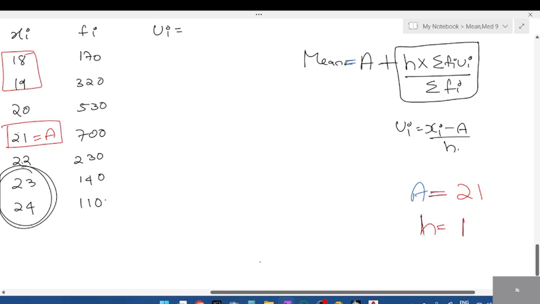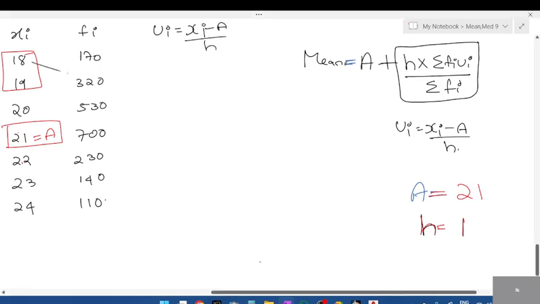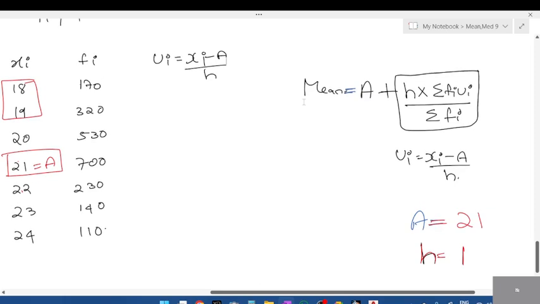For H, what you have to take? The difference between each value in Xi. Is this clear? Understood now? Now tell me Ui formula. What is Ui? Xi minus A divided by H. Tell me the first one, students. For the first one, what is Ui? What is Xi? 18 minus 21 divided by what is H? 1. What's the answer? 18 minus 21, plus 3 or minus 3? So for the first one, it is minus 3.